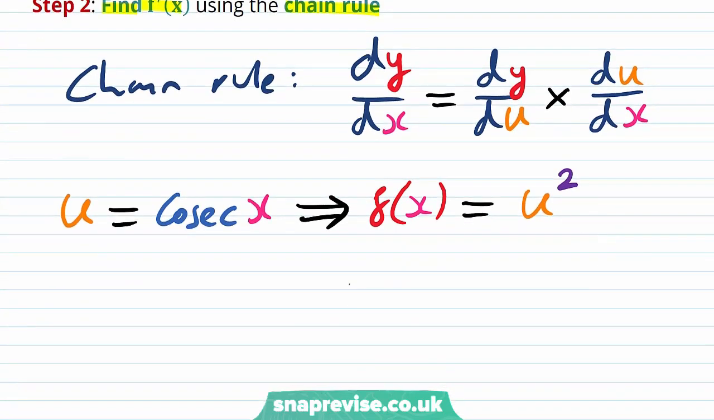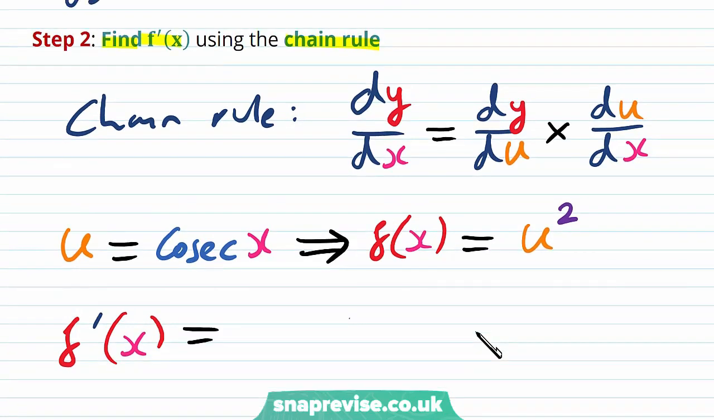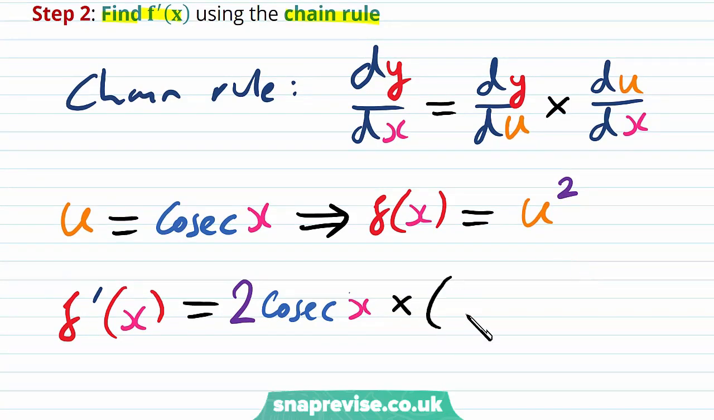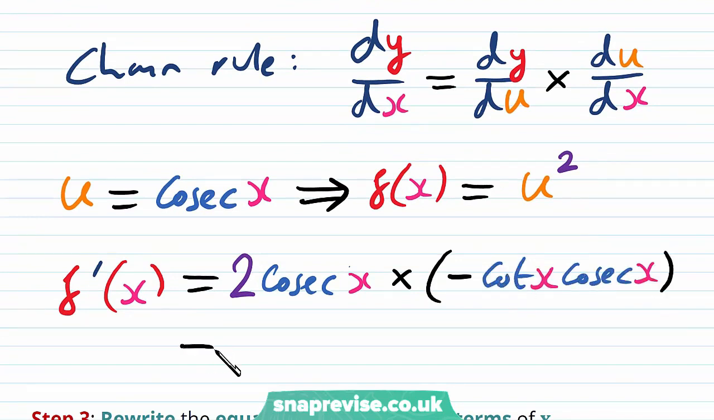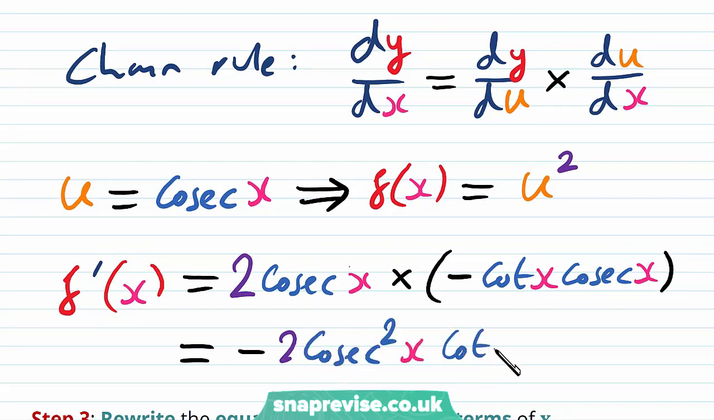And so when we differentiate and get f prime of x, this is going to be equal to, by differentiating our f of x with respect to u, we get 2u, which is going to be 2 lots of the cosec of x, and then we multiply by du by dx. Well, this gives us a minus cot of x cosec of x. And so we end up with a minus 2 lots of cosec squared of x multiplied by cot of x.